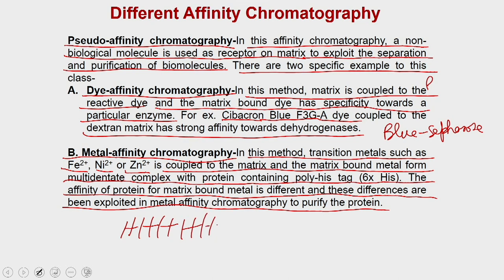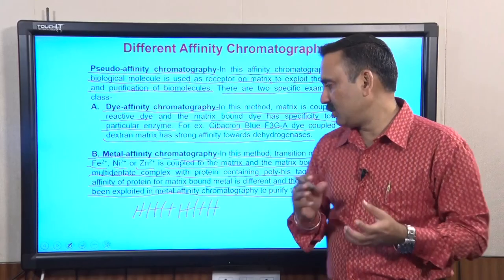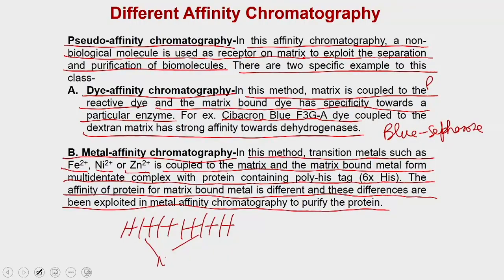So these series of histidine molecules, mostly the six histidine molecules, are making a small biophore, and this small biophore has a very strong affinity for the matrix-bound nickel or matrix-bound zinc, and because of that it will go and bind. All other proteins do not contain a stretch of histidine, or even if they contain the histidine, they may not contain a stretch of histidine at one corner of the protein. So what will happen is your protein is overexpressed, having a histidine tag on one corner of the protein, either on the N terminus or on the C terminus.